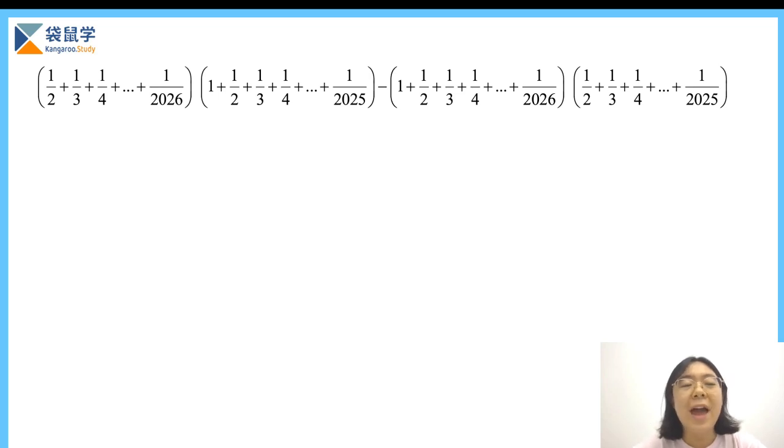In the bracket, we have 1 over 2 plus 1 over 3 plus 1 over 4 until 1 over 2026, times 1 plus 1 over 2 until plus 1 over 2025. And here is minus bracket 1 plus 1 over 2 plus 1 over 3 until plus 1 over 2026, times 1 over 2 plus 1 over 3 plus 1 over 4 until plus 1 over 2025.